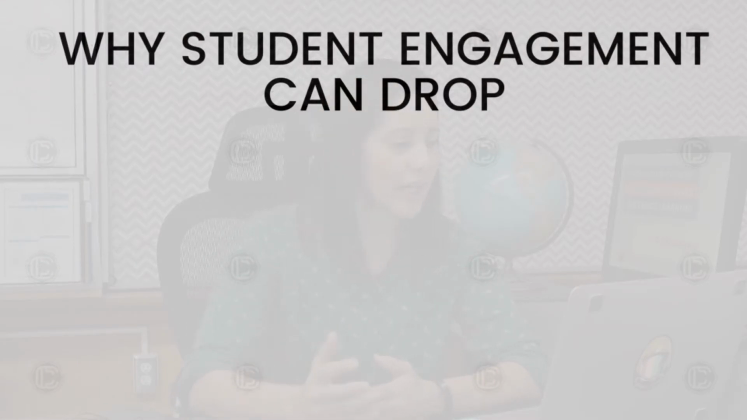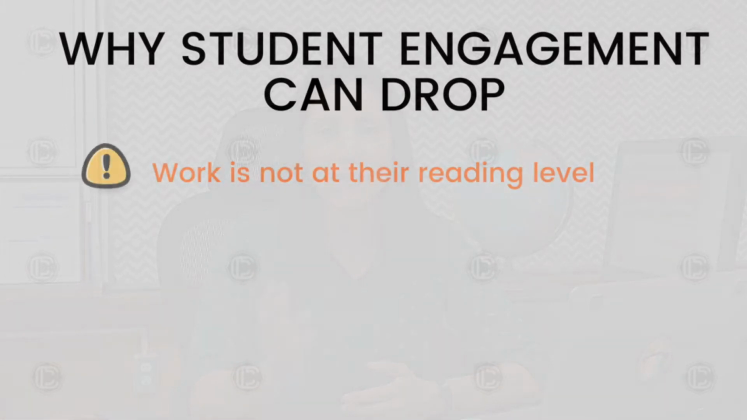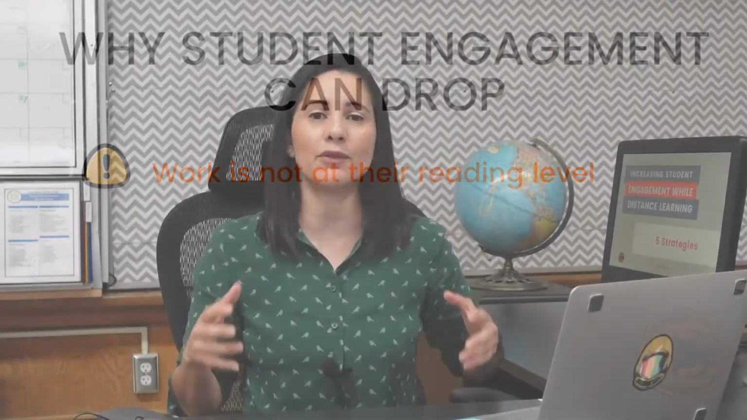Number 1 is that they might be getting asynchronous work that is way above their reading level. And when their independent reading level is really low compared to the work that they're getting, they're not going to be able to do the work. So it's going to be really important that you gauge the student's reading level, their independent reading level, when you're providing that asynchronous work for them.